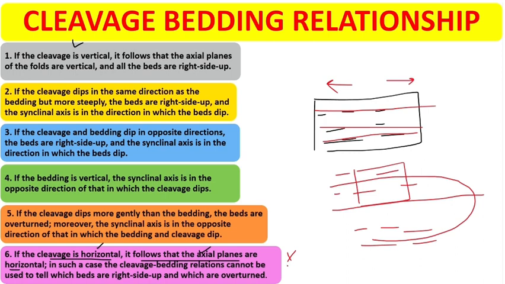There's one more case. The same as this recumbent, if it is an isoclinal fold, okay. Suppose this is an isoclinal fold, okay. The axial plane is this, and cleavage planes are also parallel with the bedding. So in this case also we are unable to predict which side we have to go, either right side we are getting anticline, or left side we are getting anticline. This is difficult to tell, okay? These are all the six cases that I'm going to talk with you about, okay?